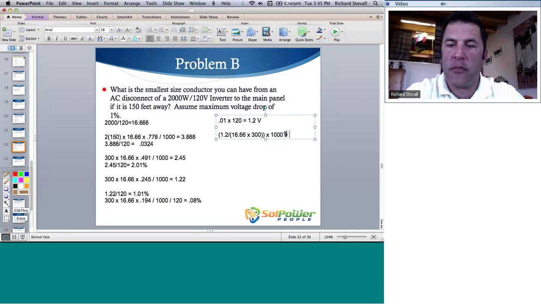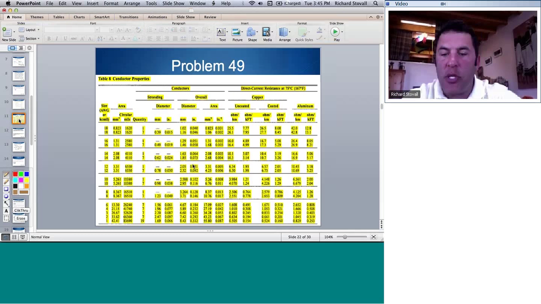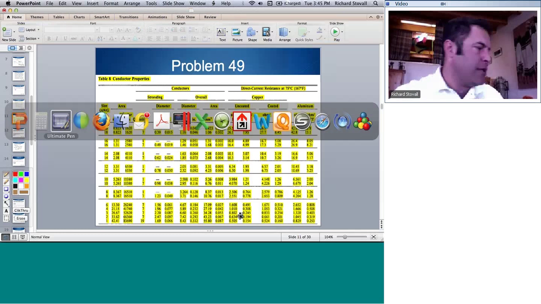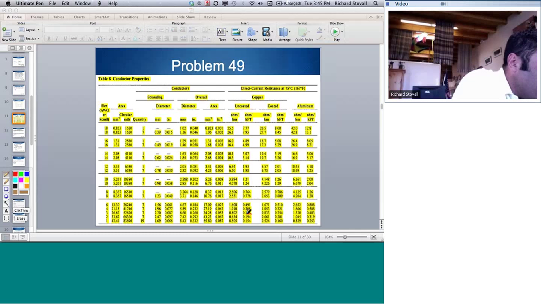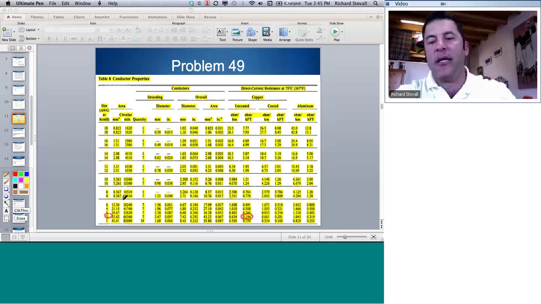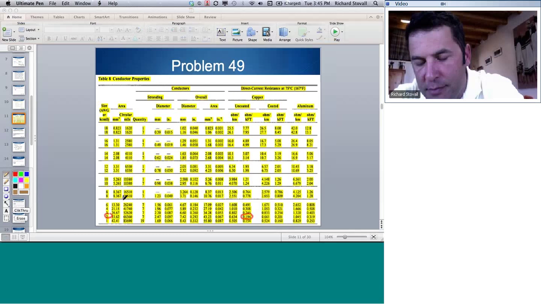And we would go to our table, chapter 9, table 8, and we'd look for a resistance value that was below 0.240. And you can see down here at the bottom, 0.194 is the first time we see a conductor that is less than 0.240 ohms of resistance.